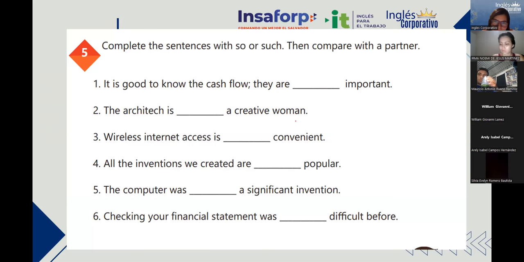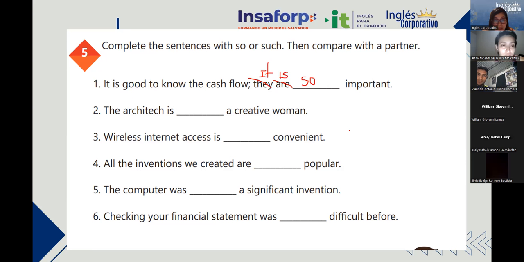The cash flow. They are so important. It is good to know the cash flow. They are so important.